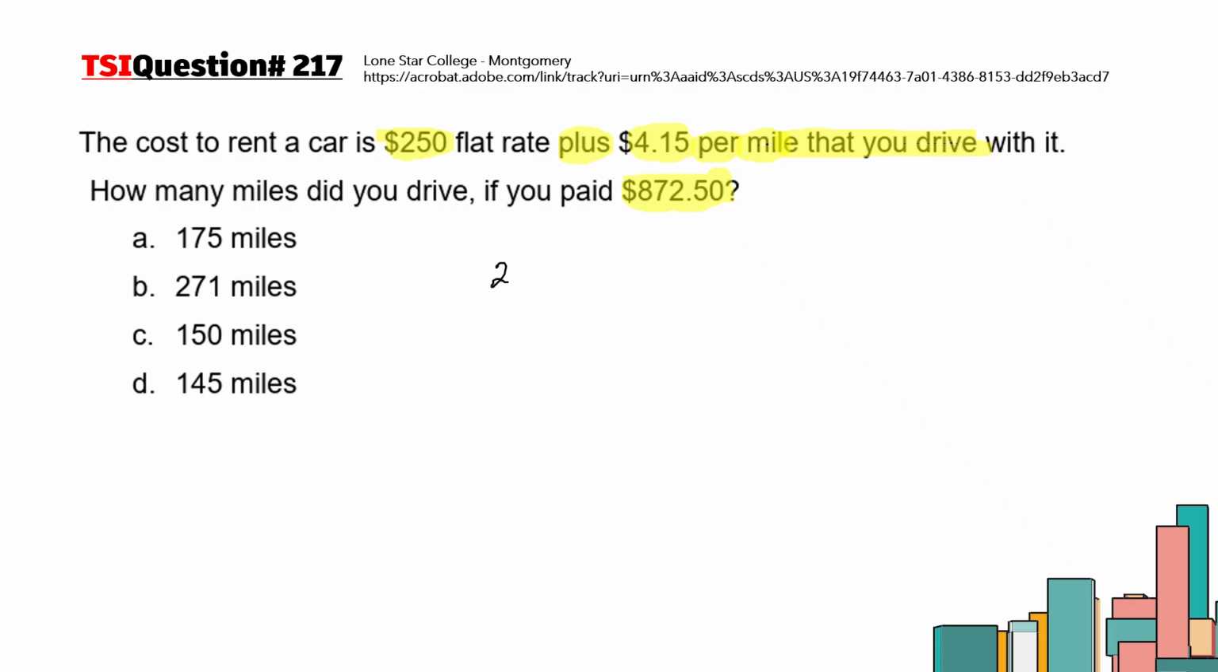So we have 250 plus, meaning added at, 4.15. Let's call the number of miles that you drive x, because they're asking how many miles did you ride. So we ride x miles. Okay, so we have 4.15 per mile, so it's 4.15x, and the total will be 872.50.